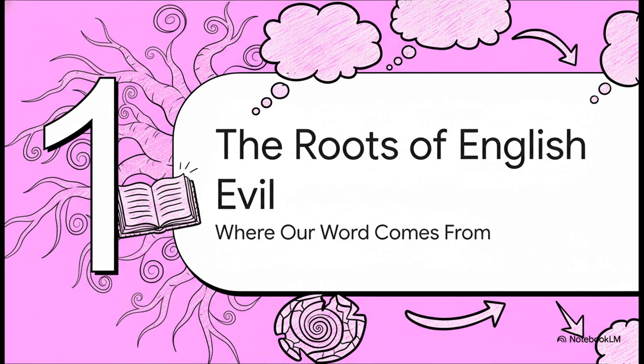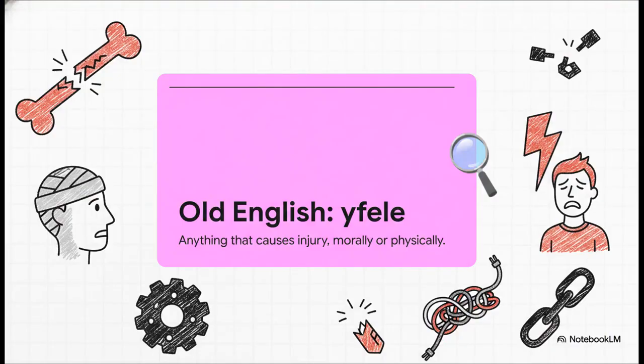Okay, first things first. Before we can understand where we're going, we've got to understand where we came from. And believe it or not, the history of our own word, evil, holds a really fascinating clue. So our English word, evil, actually comes from this Old English word, yfel. And what's super interesting is the definition. Notice it's not just about morality. It's about anything that causes injury, morally or physically. So right from the get-go, even in our own language, this concept was tied to real physical harm, not just some abstract idea of being bad.